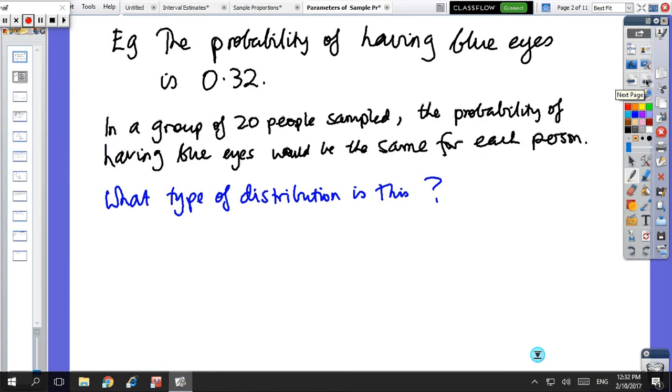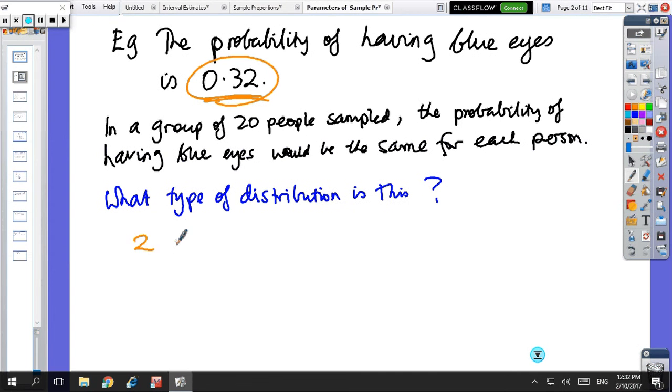So for instance, here's an example. The probability of having blue eyes is 0.32. In a group of 20 people sampled, the probability of having blue eyes would be the same for each person. So every person has a chance of 0.32. The question I'm asking is, what sort of distribution is this, where you have blue eyes or you don't have blue eyes? Think about that, pause, and when you're ready, come back.